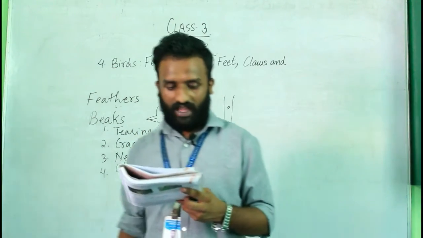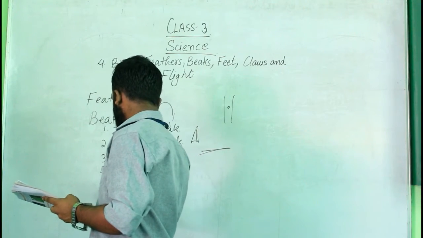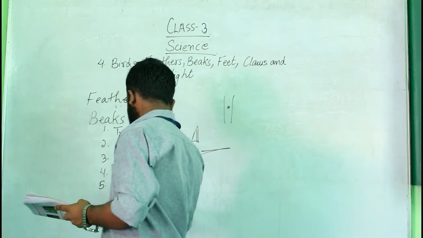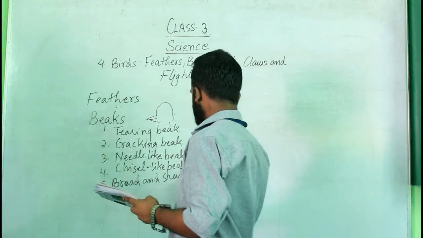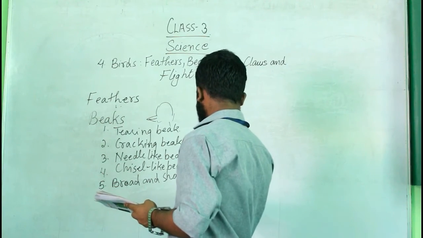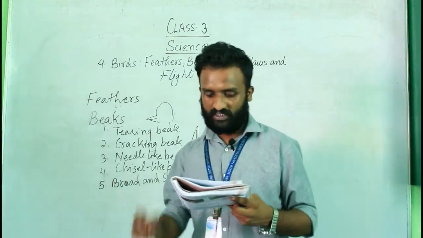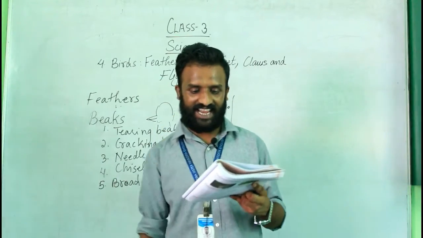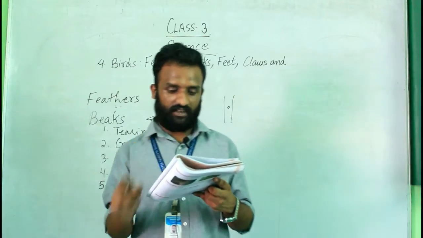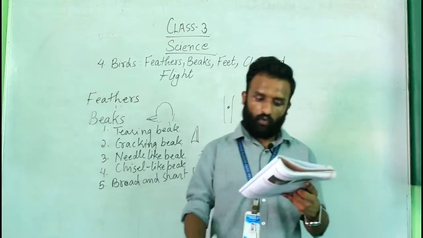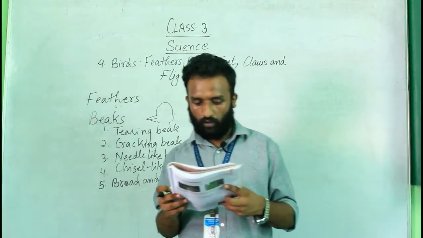Number 5 is the broad and short beak. The swan has a broad and short beak that is sticky inside, which helps it catch insects. Swallows, swifts and flycatchers like to eat while flying, using their short beaks and wide gaping mouths to capture insects in flight.